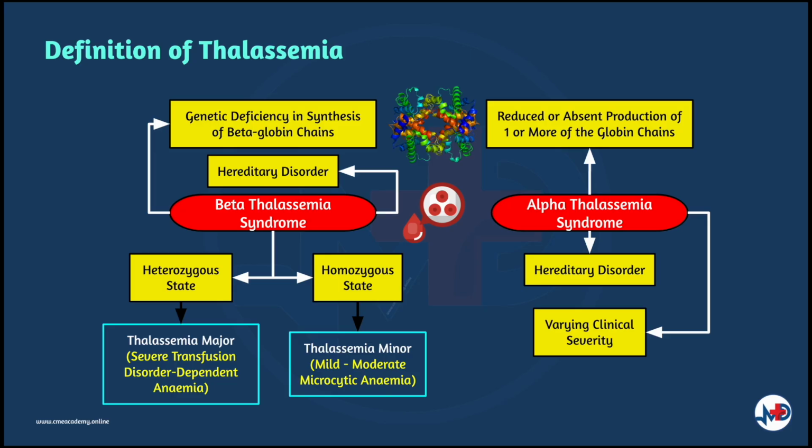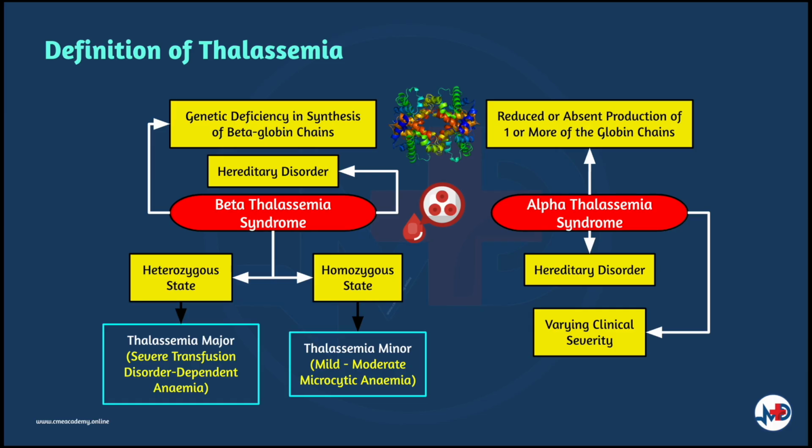When we describe thalassemia, there are two main types. Firstly, beta thalassemia syndromes are a group of hereditary disorders characterized by a genetic deficiency in the synthesis of beta globin chains. In the homozygous state, beta thalassemia is known as thalassemia major, and this causes severe transfusion-dependent anemia. While in the heterozygous state, known as thalassemia minor, the patient will have mild to moderate microcytic anemia.